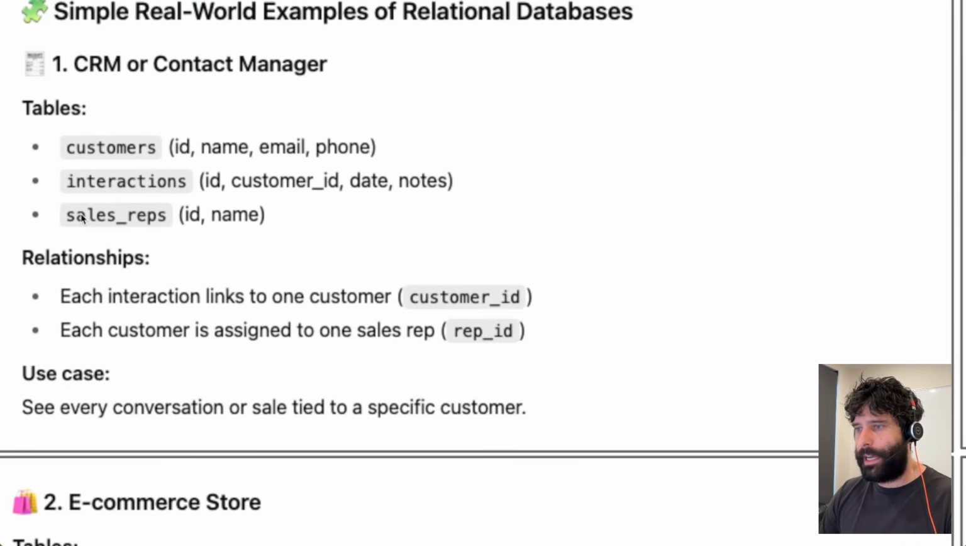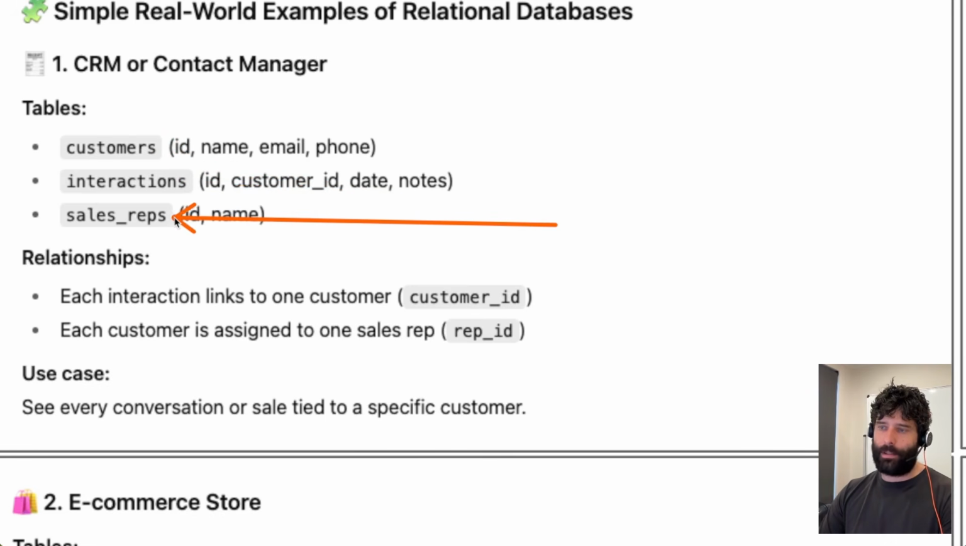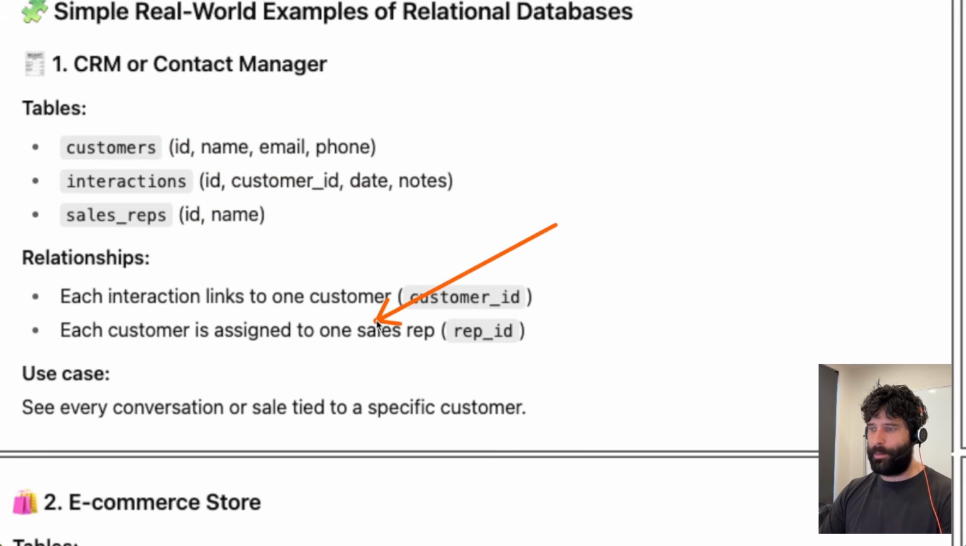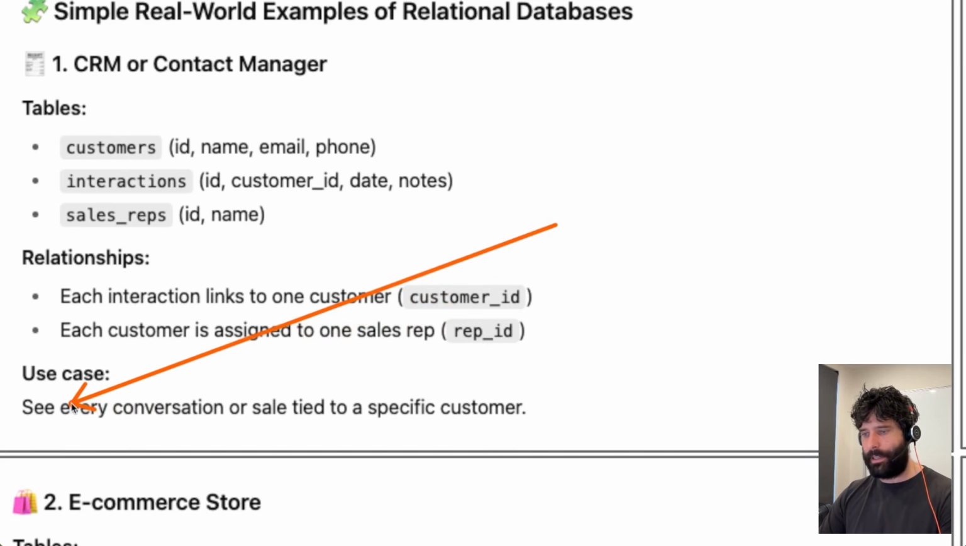So let's say we're looking at the CRM or contact manager. In this case, we have a database which contains a table of customers, interactions, and sales reps. So this is every customer that's interacted with our business. We list them over here. Every interaction with the customer, so an email or a phone call or an SMS, is listed here. And then the sales reps, so the staff that are responsible for trying to get these customers from the lead to the closed status. We're listing some relationships between these tables over here, and the purpose is to see every conversation or sale tied to a specific customer.